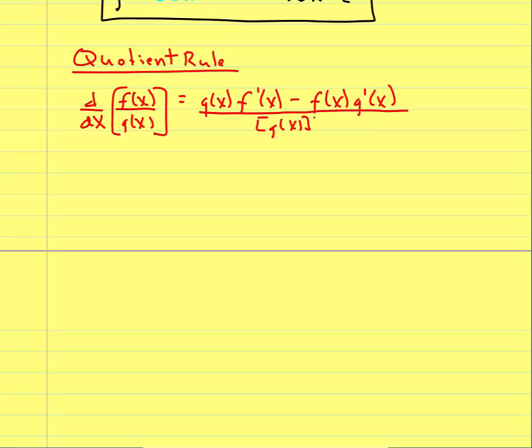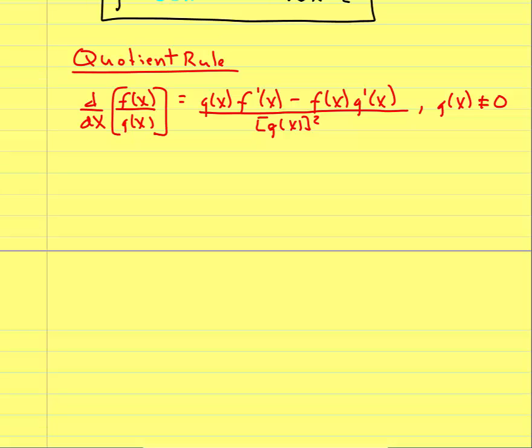Now there's a lot of different ways to say this. There's even like little rhyming songs and stuff I've seen on YouTube that you could look at. But this is kind of the way I remember it: bottom times the derivative of the top minus the top times the derivative of the bottom all over the bottom squared. Now, this is only going to be true, of course, if g of x does not equal 0. If g of x equals 0, this would be undefined, and I couldn't use the quotient rule here.